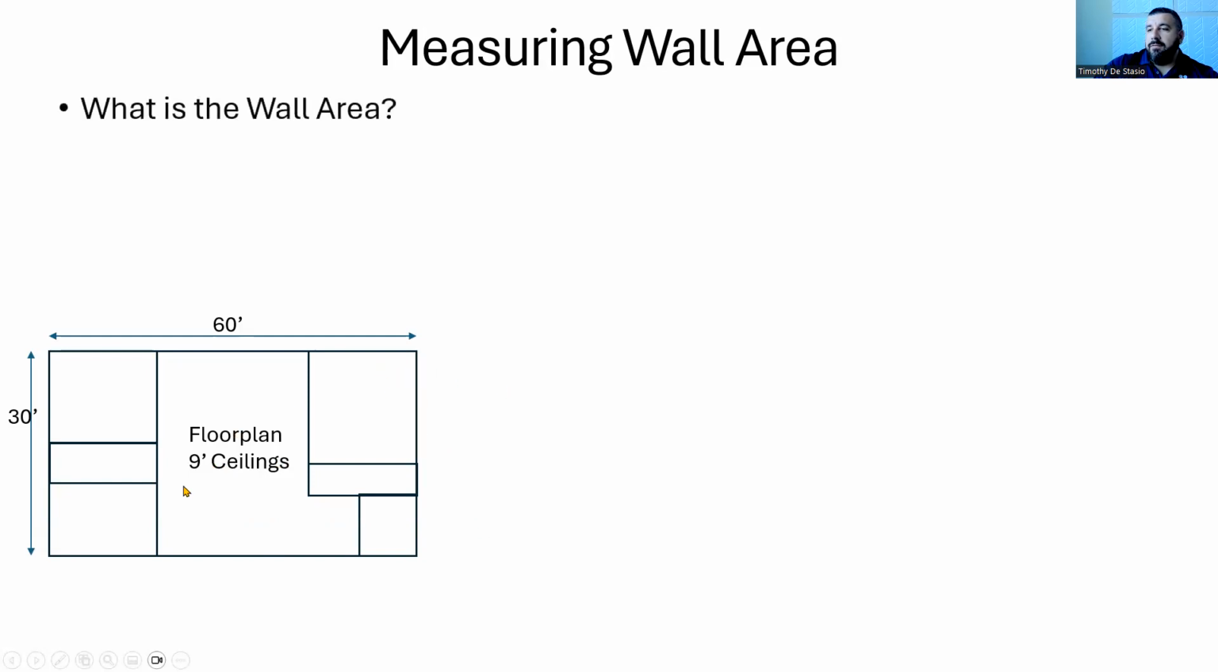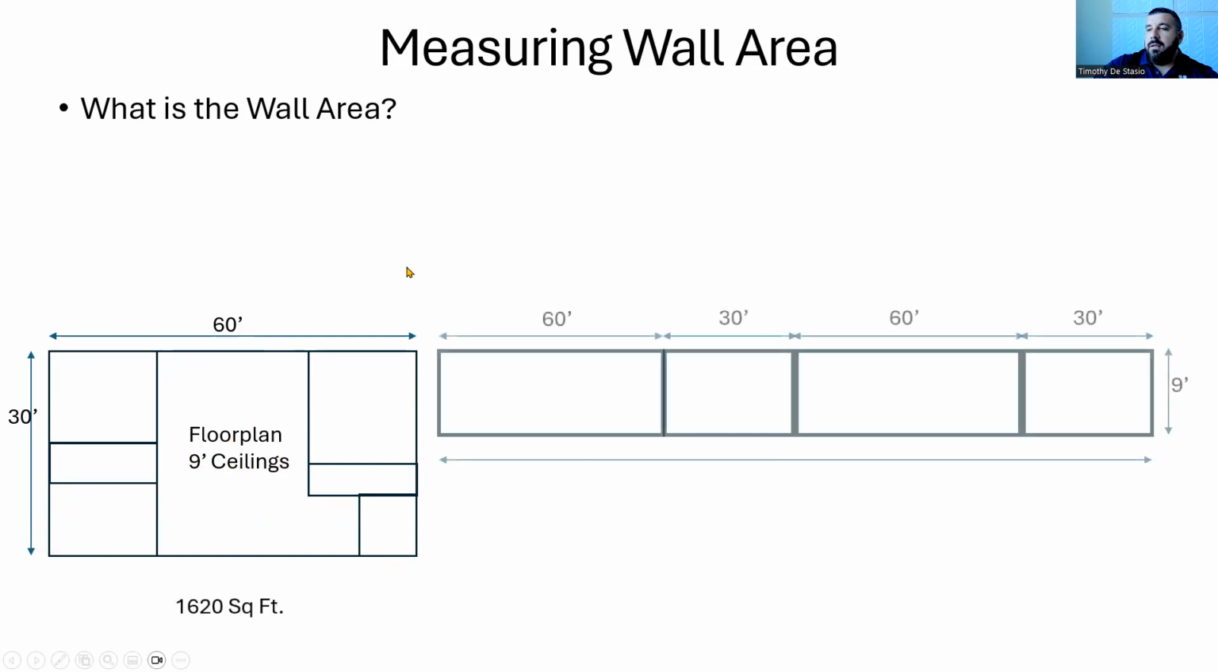Well, you can start getting confused and thinking about, well, what's the floor plan area? None of that matters. What you've got to do when you're measuring the wall area is look for the running perimeter length of this building. So really that building looks like this. It's 60 feet by 30 feet by 60 feet by 30 feet. So you add all those together and you multiply that by the ceiling height.